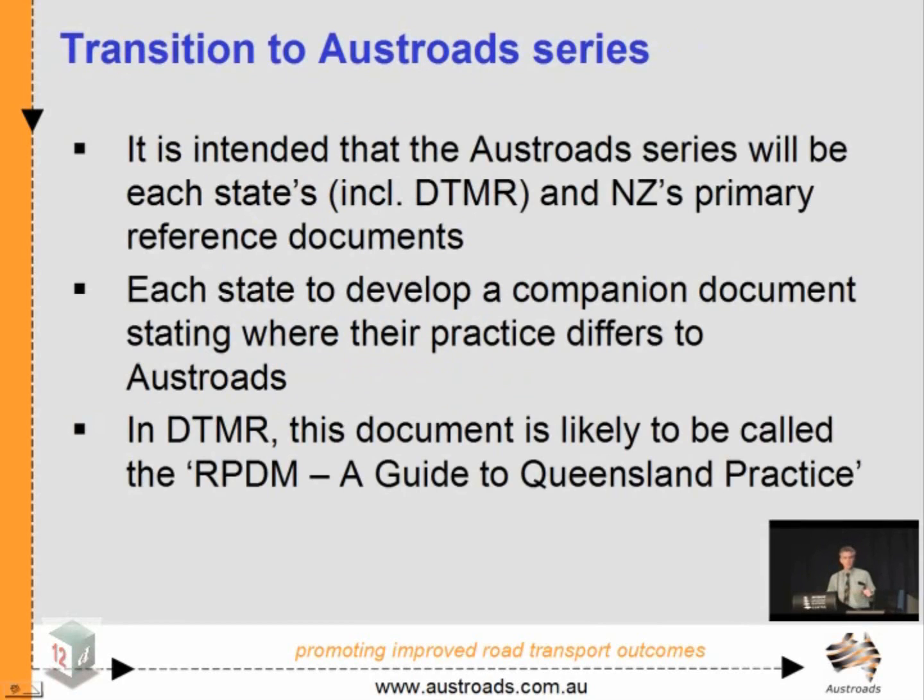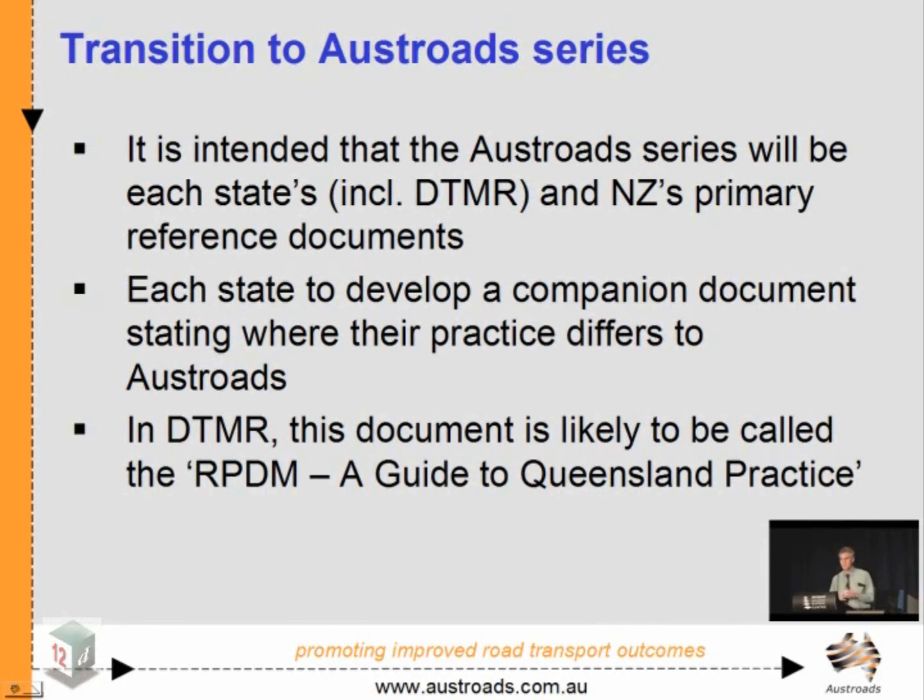So that's a very brief overview of the Austroads Guide to Road Design series of all 13 parts, 8 major parts. Now just to finish the session, I just want to go through a couple of slides on what we're doing in Queensland to transition to the Austroads document.